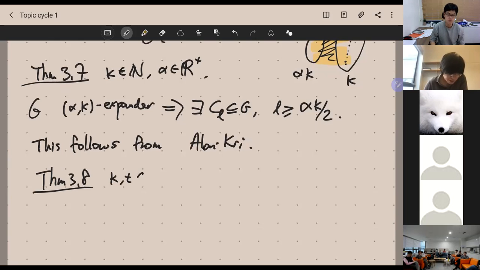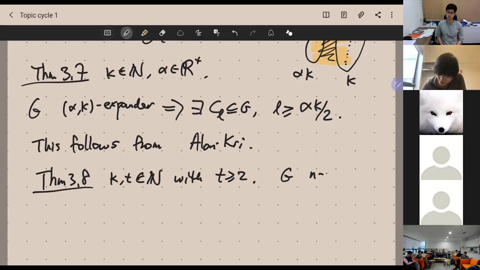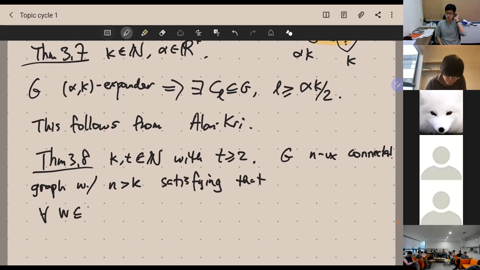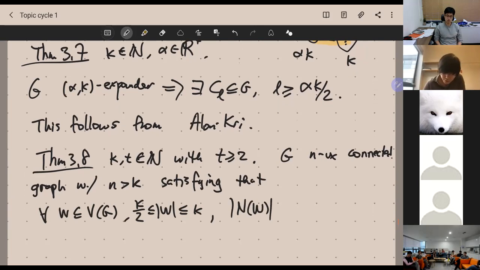It says that we take K and T natural numbers, with T at least 2. And we have a graph G that is connected. In fact, you can drop the connectedness here, but I'll show a shorter proof, just assume it additionally. It's easier. So we have an n-vertex connected graph on more than K vertices, satisfying that for every W of size between K over 2 and K, in this interval of K over 2 to K, we must have its external neighborhood of size at least T.